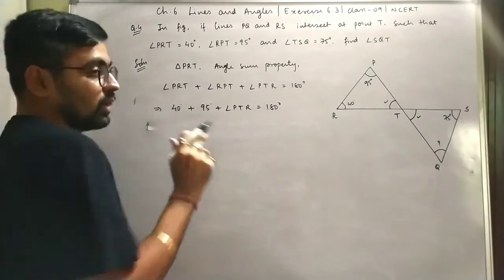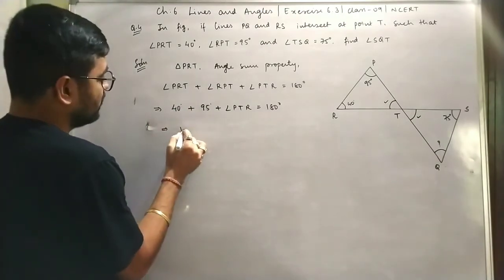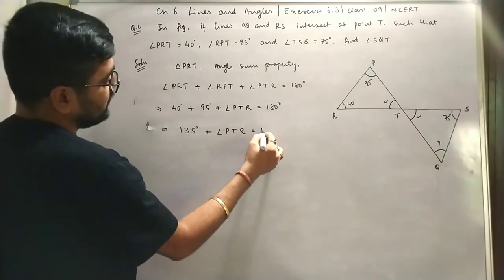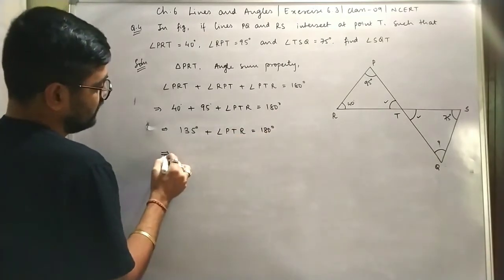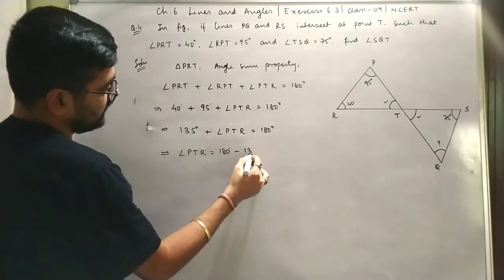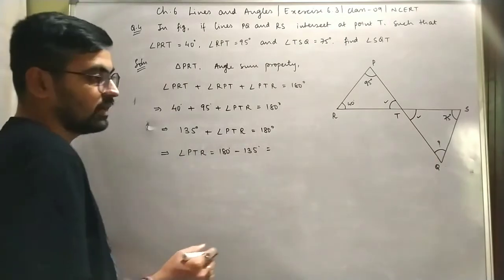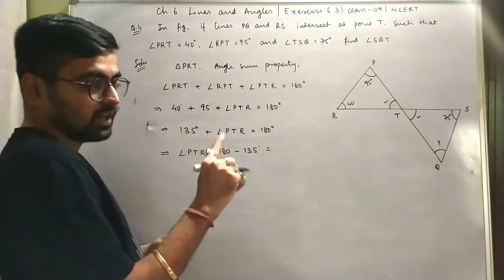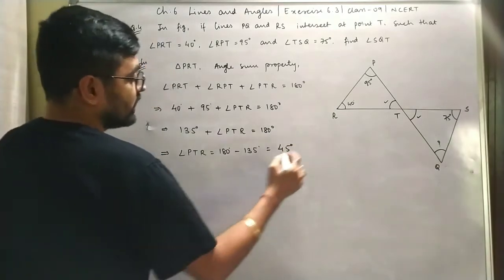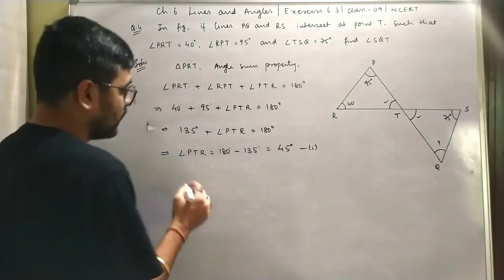So 95 plus 40 is 135 degrees, plus PTR is 180. So angle PTR is 180 minus 135. Again we know how to do that. 135 plus 5 is 140, and 40 more, so it becomes 45 degrees. Let me call it equation number 1.